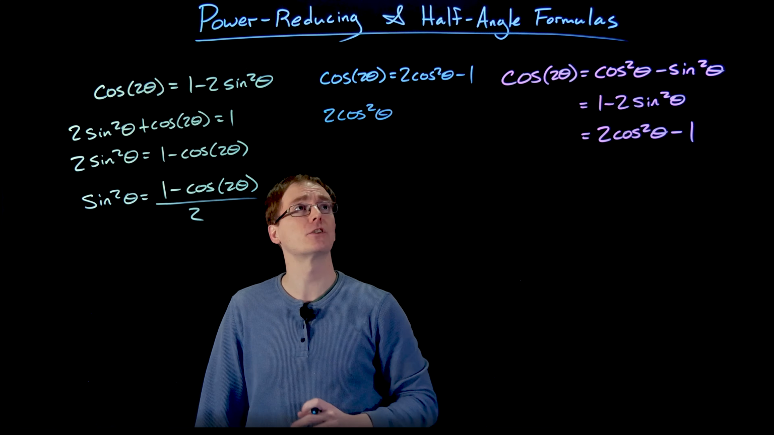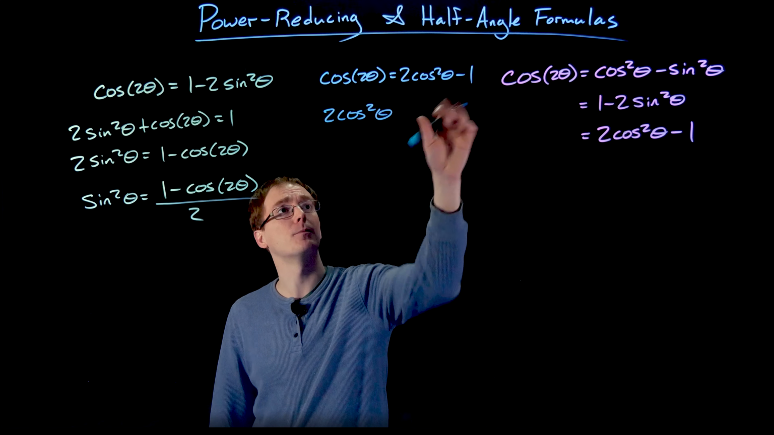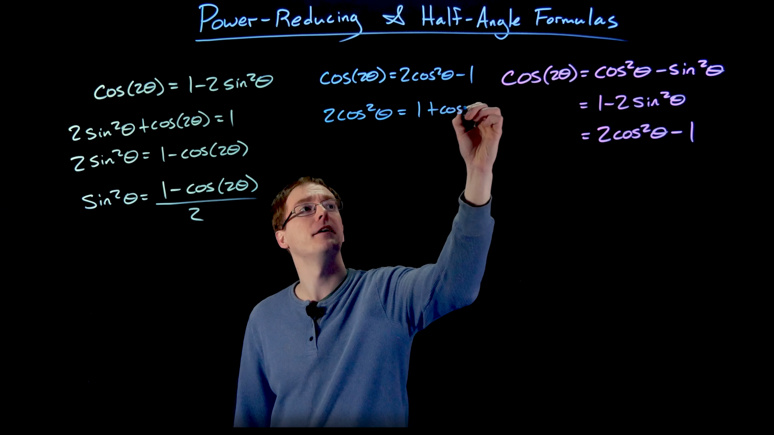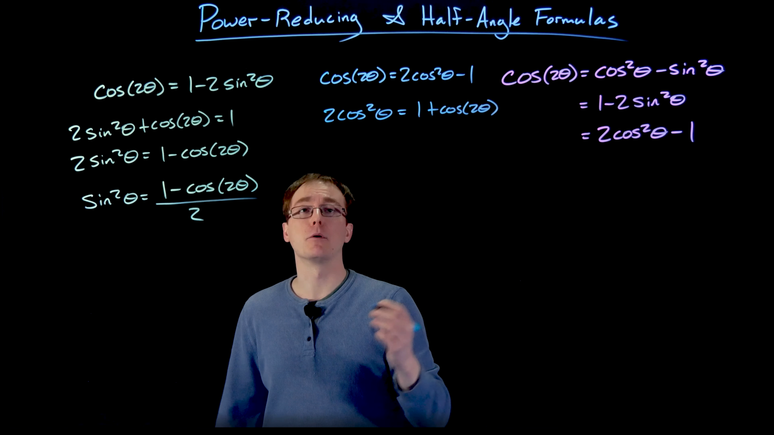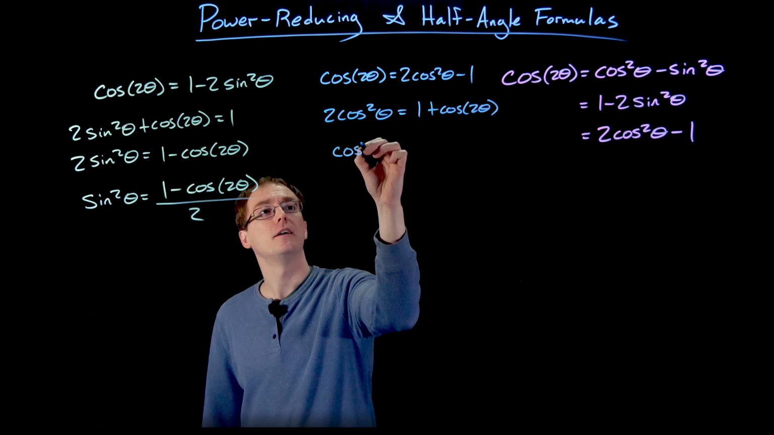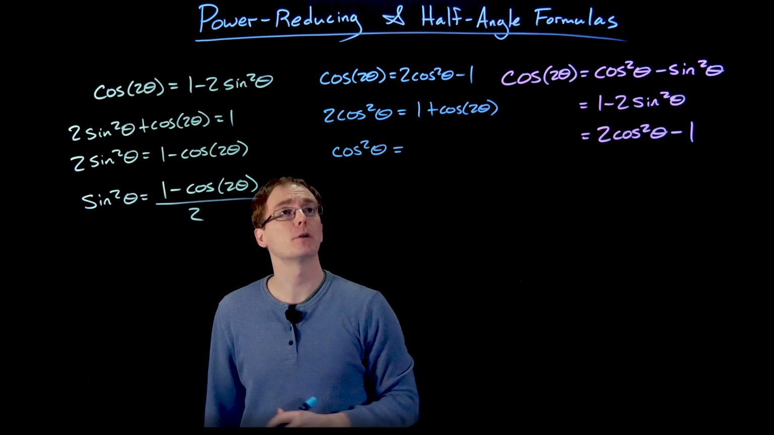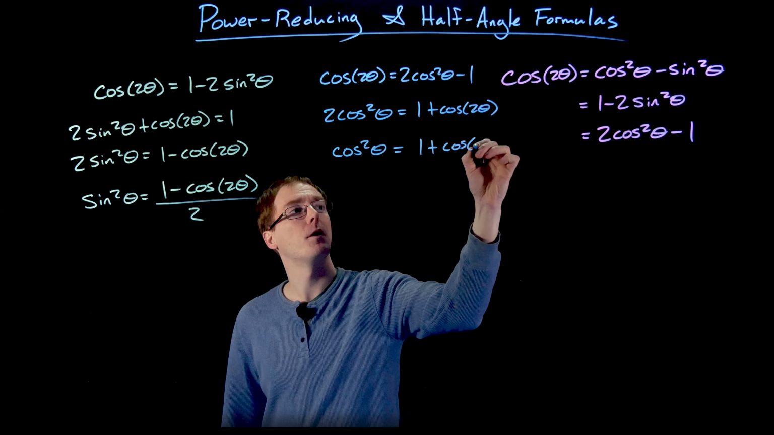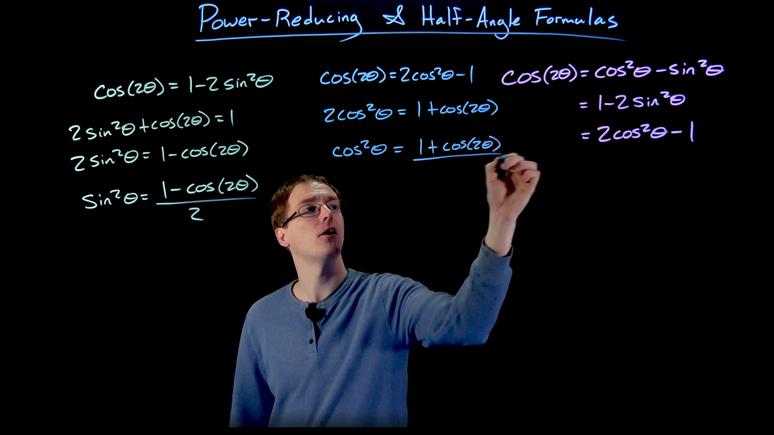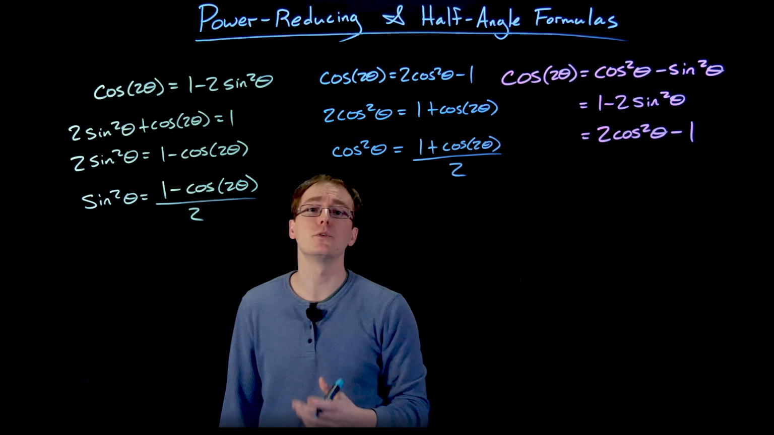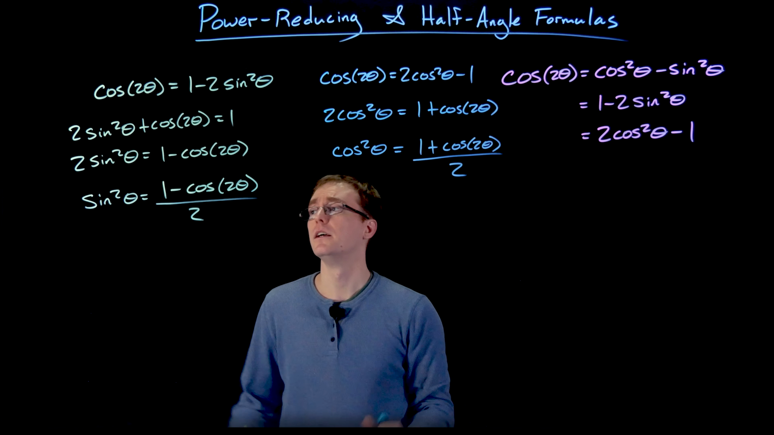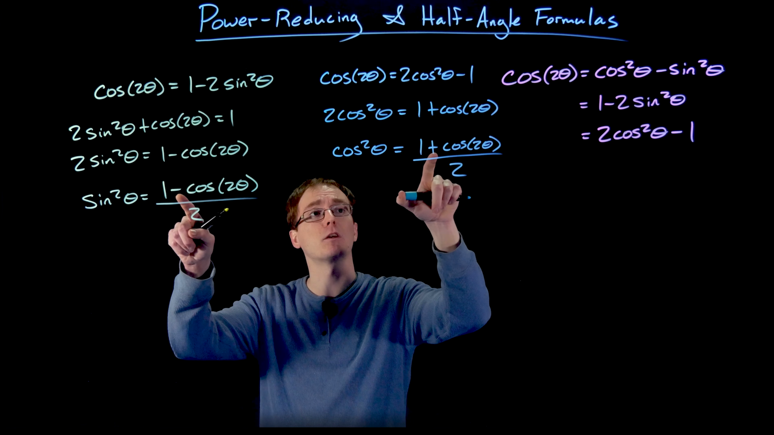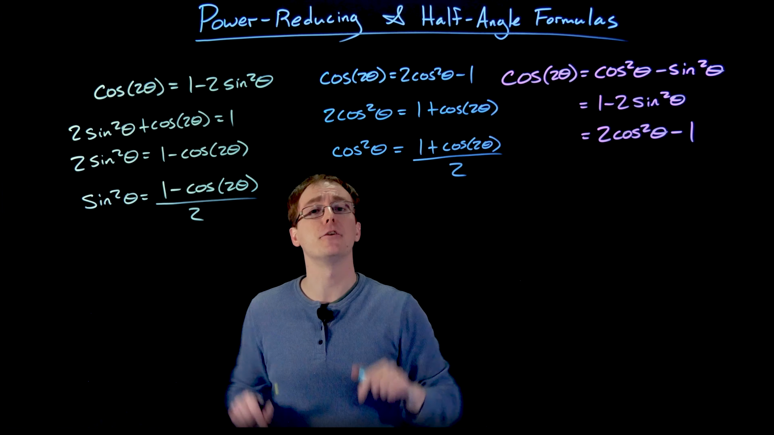If we want to solve for cosine squared, we have to get it by itself. So we might add 1 to each side as that first step, giving 1 plus cosine of 2 theta. And now we can solve this one a little bit quicker. Our last step, just like in the previous version, is to divide both sides by 2. And here we see that 1 plus cosine of 2 theta all over 2 is equivalent to cosine squared of theta. So these two power reducing formulas look very, very similar. The difference is whether we take the sum or difference in that numerator.